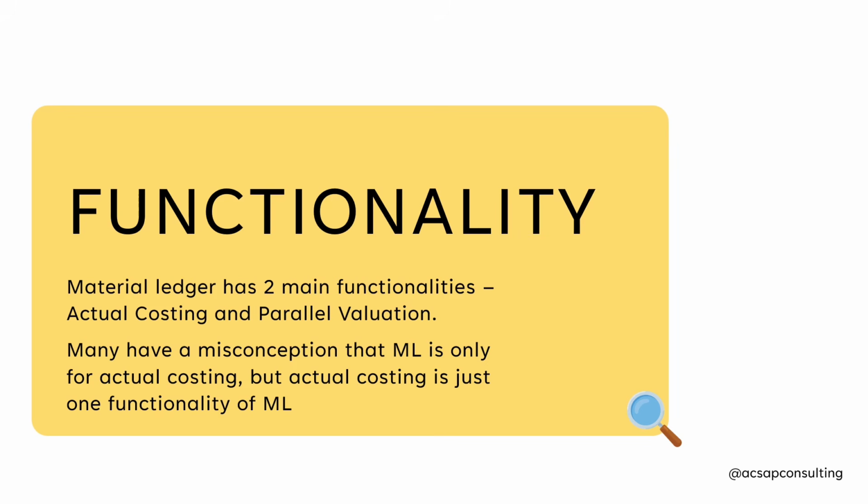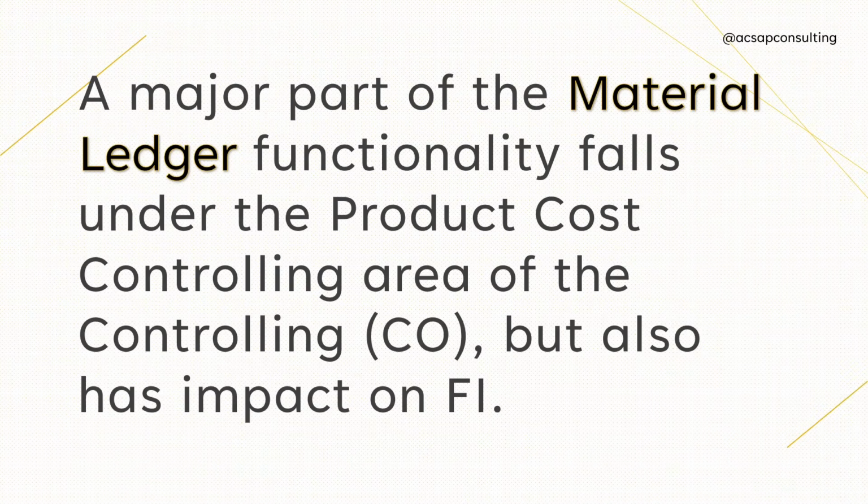So FICO is again FI and CO. FI primarily deals with the external reporting and CO deals with the internal reporting. Now, the material ledger functionality falls under the product cost controlling area, which is a part of the controlling module. So material ledger, we can safely say that is a part of the controlling functionality in the FICO module.